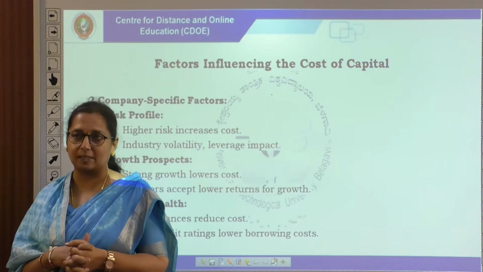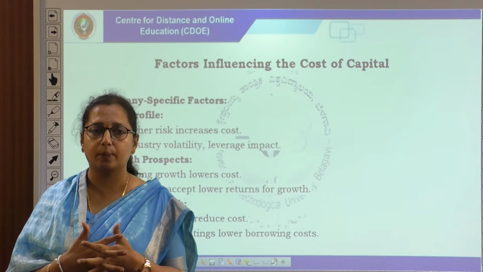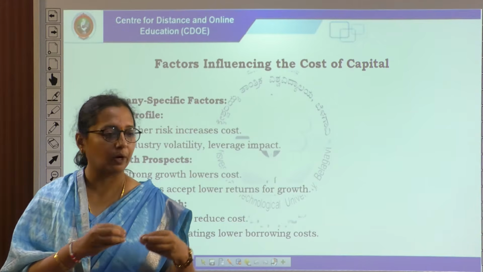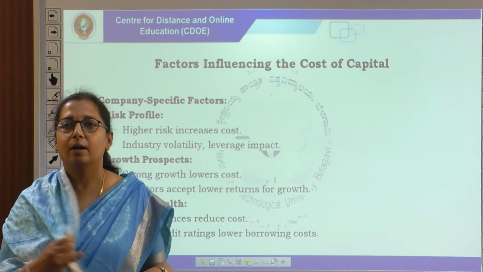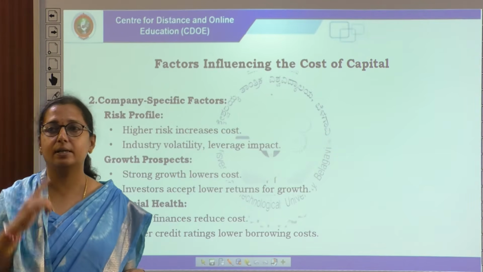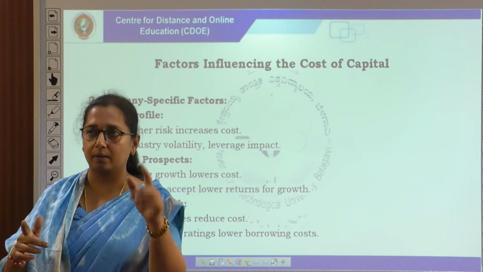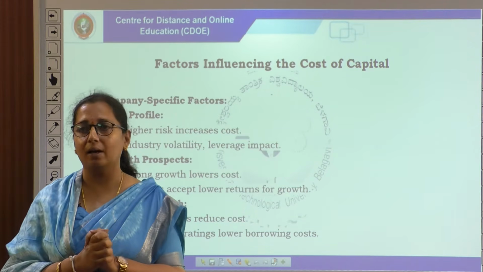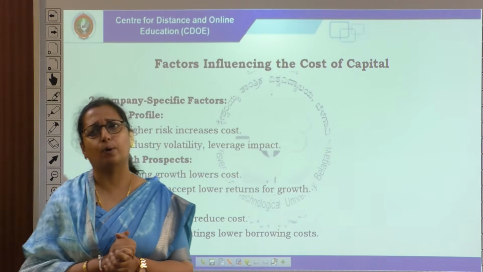The growth prospects. We definitely do not think about a company running for only 1 year, 2 years or 3 years. We always focus on the future. When we make an investment decision, financing decision or dividend decision, whatever cost decision we make, we make it for a longer period, keeping the future in mind, so there will be strong growth with a lower cost. And investors accept lower return for growth, definitely.